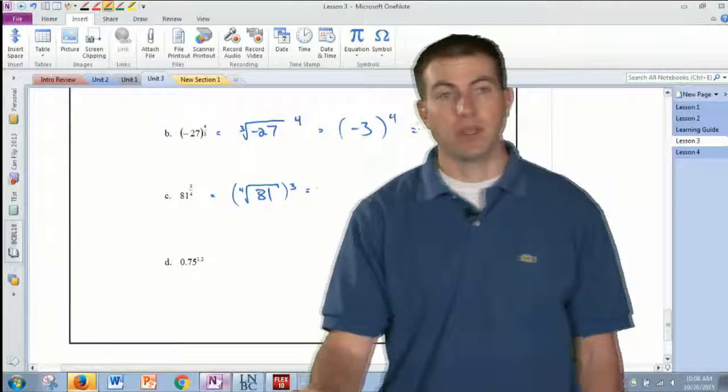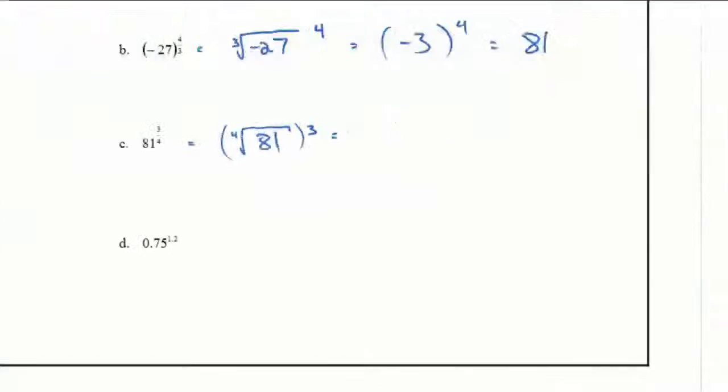Hopefully, you ended up with something like this. The power here was 3, so I'm going to write it out back. The root was 4, so I'm going to write it in front. And I end up with 81 under the root 4, and then raised to the 3rd power. Number times itself 4 times, which gives me 81. It's going to be 3 cubed, and 3 cubed is 27.